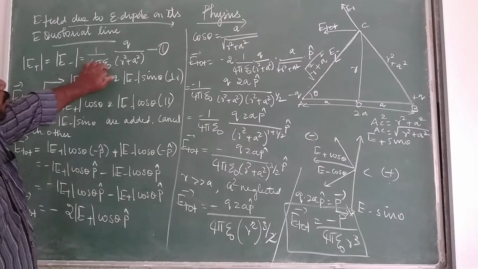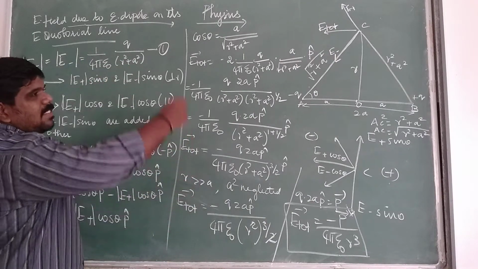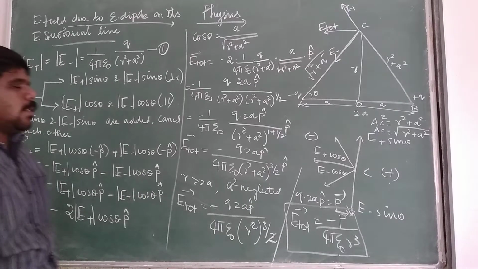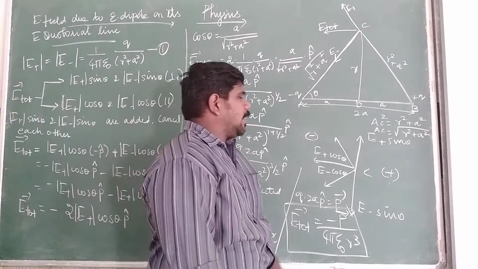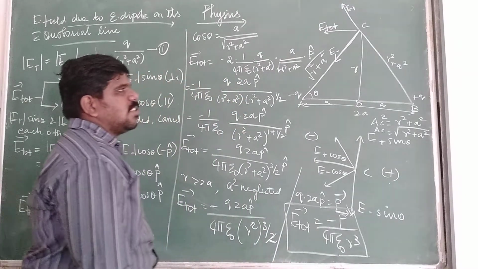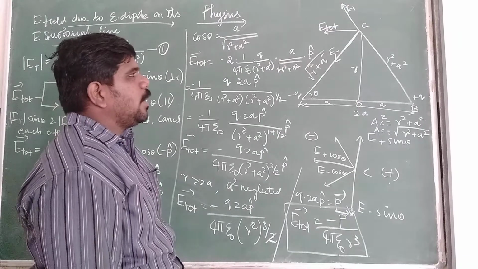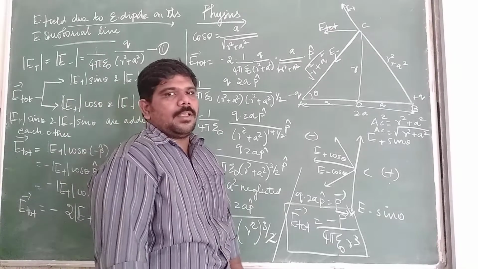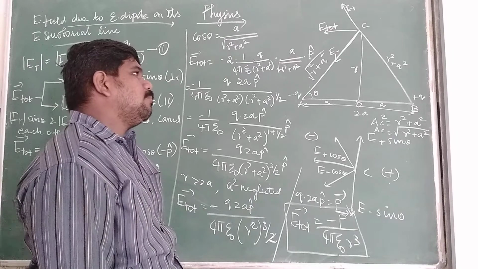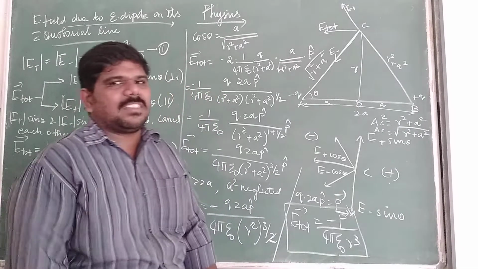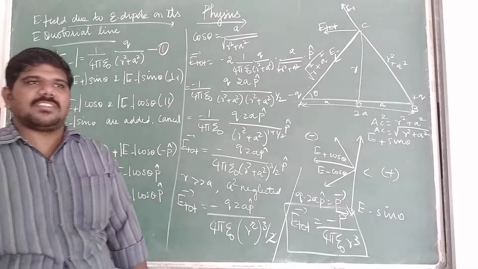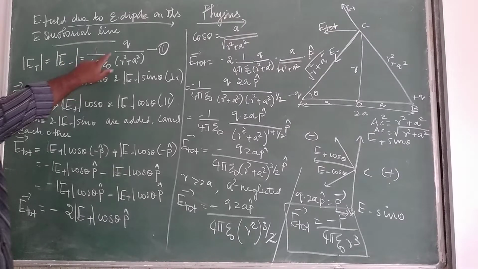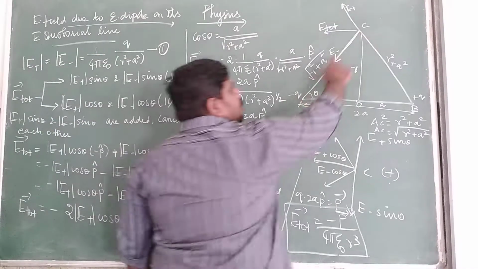So first, 1 by 4 pi epsilon 0 q by R square. R square means AC square, so you get the value of R square plus A square. So just go for a recap. AB is the electric dipole having the charges minus q and plus q separated by distance 2a. Let C be the point at a distance r from the midpoint O on the equatorial plane. So the distance from C to plus q and minus q is the same, so the magnitude of electric field is also the same, isn't it? The magnitude of E plus is equal to E minus, which is equal to 1 by 4 pi epsilon 0 q by distance AC square.